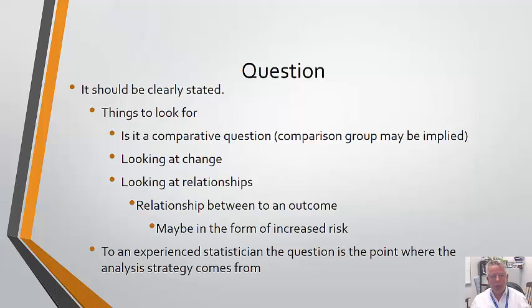I can't impress on you how, if it's not clearly stated, then it makes me question the whole validity of the article. So things to look for: is the question a comparative question? Are they comparing groups? This would be two groups, maybe one of them gets a drug, one doesn't, or one gets a treatment and one doesn't. Or is it more just looking at change?